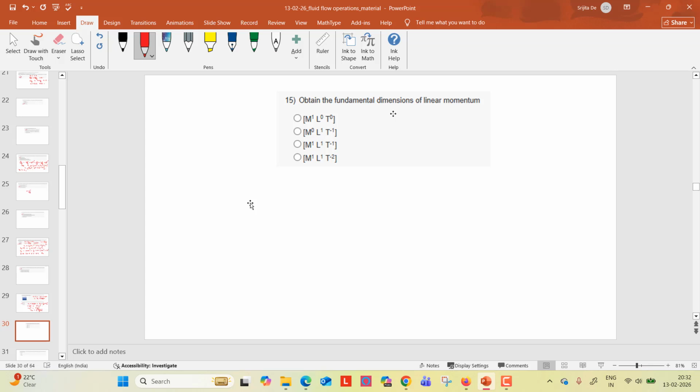Next, obtain the fundamental dimensions of linear momentum. We have said that linear momentum is mass into velocity. So it is kg meter per second. So it is M L T to the power minus 1.